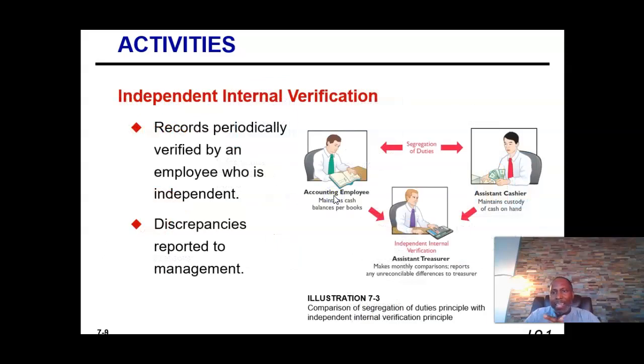Okay? Independent internal verification. What we're saying now is that remember that we have the one employee who actually recorded the cash transaction to the accounting records. We have the other employee who controls the physical cash that's coming in. Then you have the assistant treasurer who's going to verify the information that was reported by the assistant cashier and by the accountant employee. Now, the records of these two should match the information given to the assistant treasurer. If that information does not match, we got problems, people.